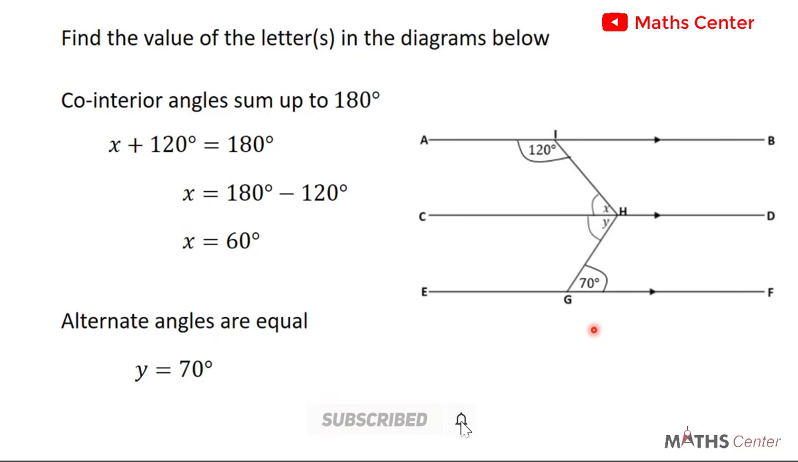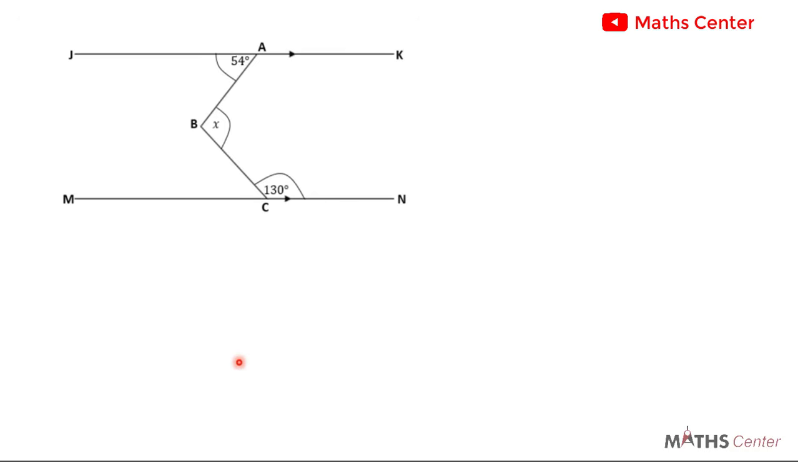So whenever you are given a diagram, all you need to do is to look at the diagram very carefully. Then you recall all the properties that you know and use the one that will help you to solve the question. From here, we know that X and 120 degrees are co-interior angles, so we can find X from there. Y and 70 degrees are alternating angles, so we can find Y from there. It is that simple. Let's look at the next question.